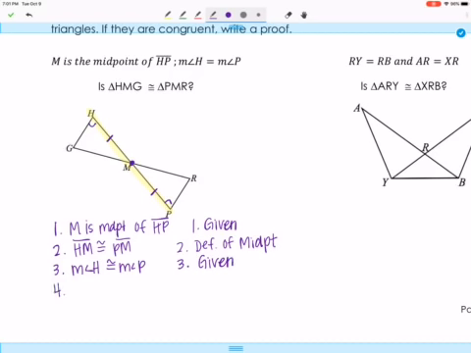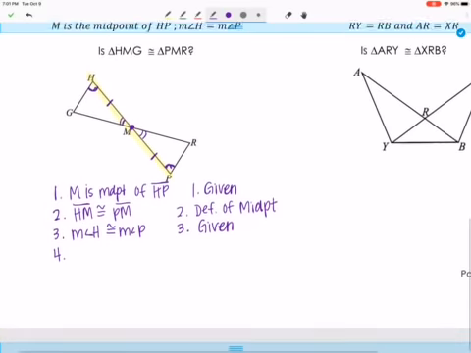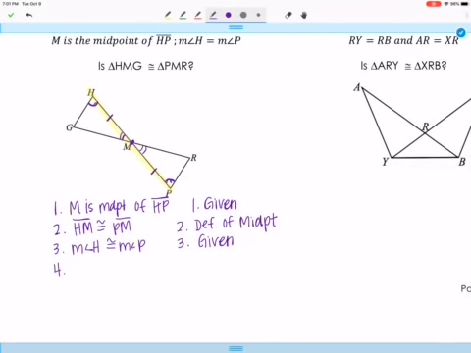All right. Other things that are not necessarily shown, but that I can see from my picture. These two angles in the middle should also be congruent because they're vertical from each other. So angle HMG, make sure you name it with all 3 letters to be specific, is congruent to angle PMR because those angles are vertical.